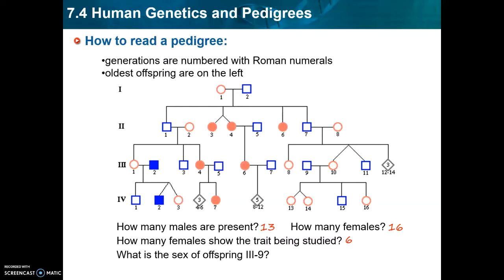Next, what is the sex of offspring 3-9? Well, if you look, 3-9 is right here. That is going to be male. That is a male offspring.